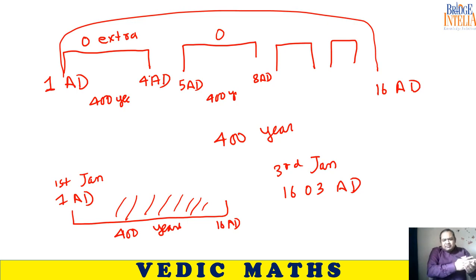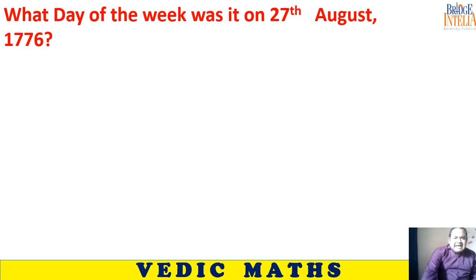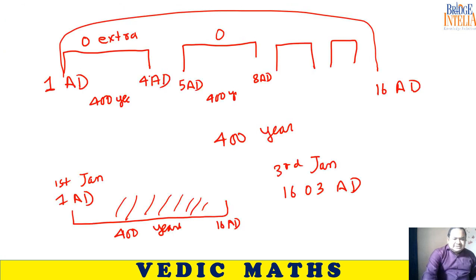So here you can remove the entire duration of 400 years. Why? Because after every 400 years, the number of extra days accumulated actually becomes 0. So by using this fact, we can answer these kinds of questions. Any random date will be given to us, and we will be asked to find the day of the week. So let's solve this now.